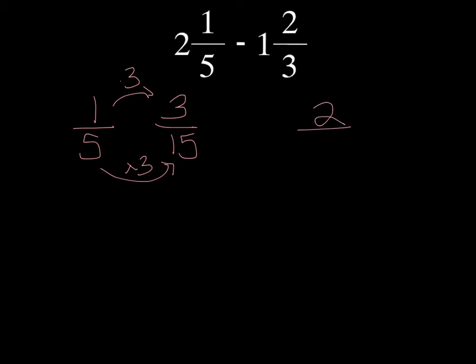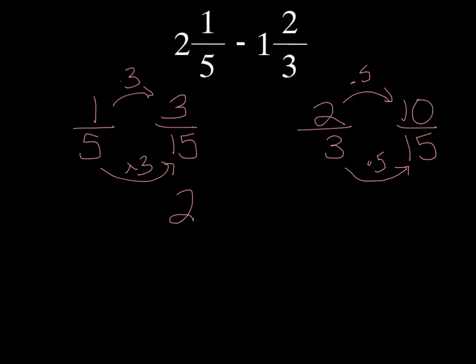You're going to do the same thing with 2/3. You're trying to make it out of a 15th. So I would think 3 times 5 is what's going to give me 15. So that means what I do to the bottom, I do to the top. So I've got to multiply this by 5 as well because we've got to keep it balanced. So that would give me 10/15. So now I would rewrite the problem as 2 3/15 minus 1 10/15.